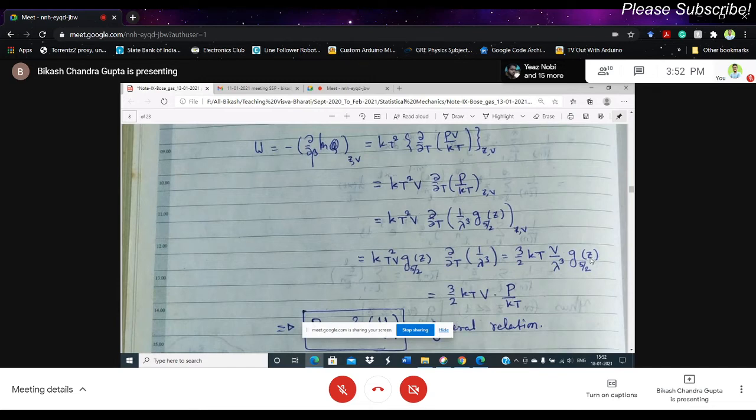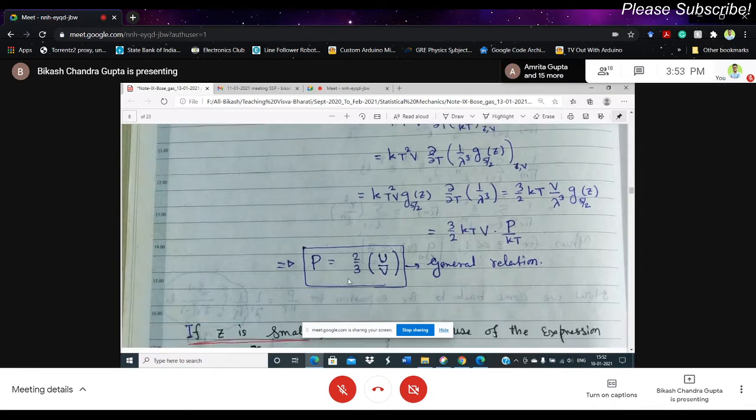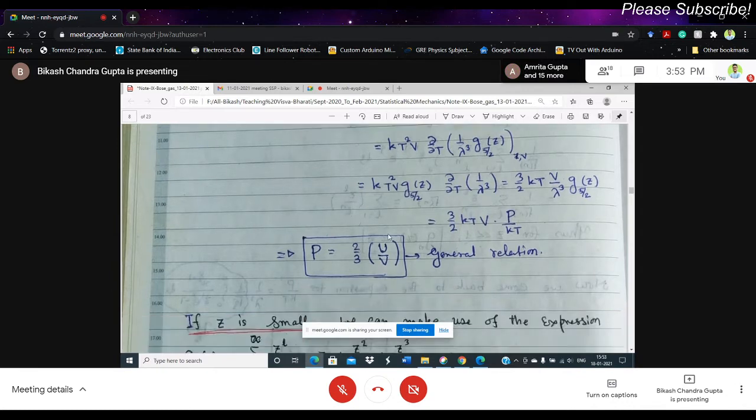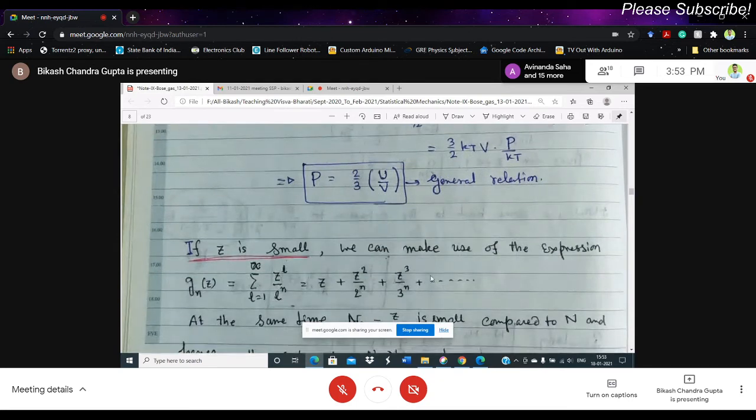Now you see this is P by kT, you put it here, and then U equals 3 by 2 kTV times P by kT, kT and kT cancel, and therefore P equals 2/3 U by V. This is the energy density. So pressure is basically 2/3 of the energy density, right? This is a relation we already know.